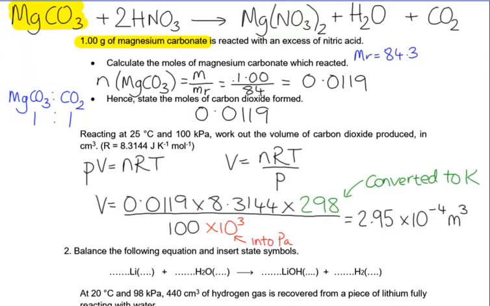So there we go. I had to convert my temperature into Kelvin by adding 273 and my pressure into pascals by multiplying by 1000, and that's going to give me the volume in meters cubed. If I wanted it in centimeters cubed, not that it asks me to convert it, this would be the same as 295 centimeters cubed, because to convert meters cubed to centimeters cubed, you times by 1,000,000. Why don't you pause the video and have a go at the next question.